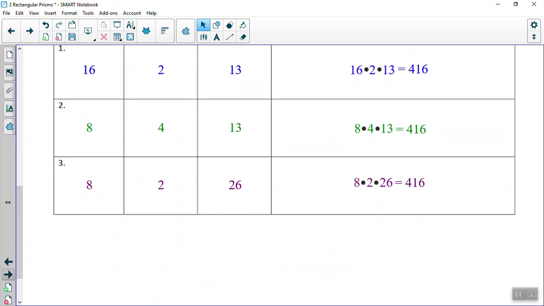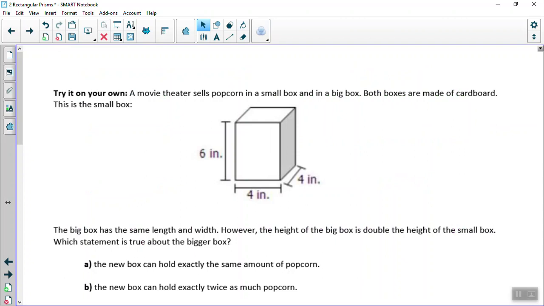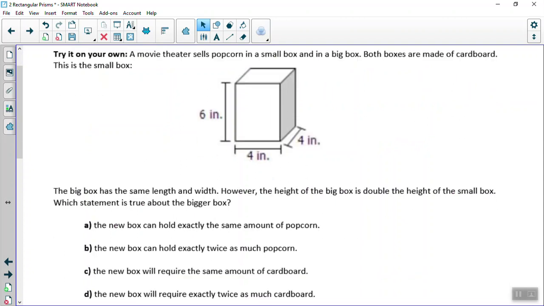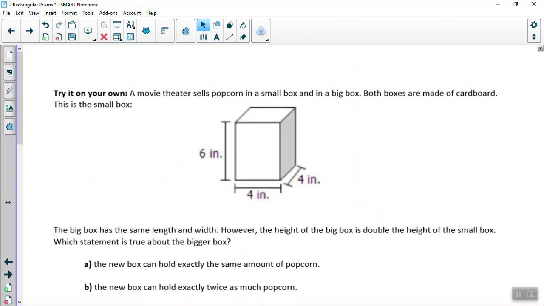All right, so you have one question that you do have to do on your own, this last page right here. So this multiple choice, I want you to see if you can figure out what's going to happen, and we'll talk more about this in class next time.